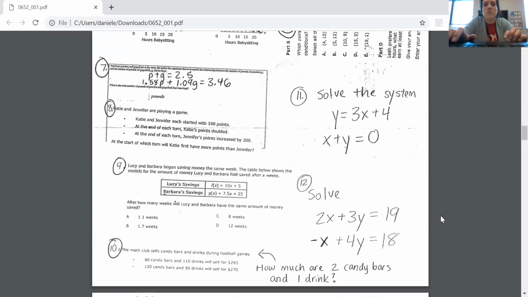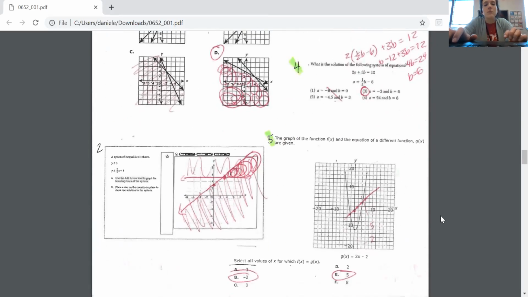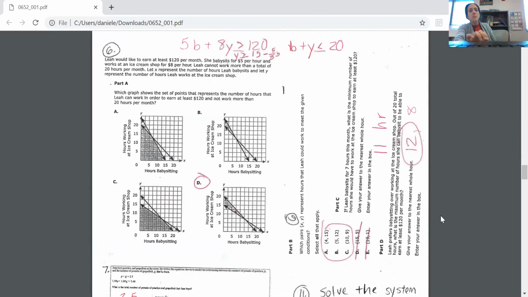Okay. If you flip to the back, number 6 is a question that you would probably see on like part 3 of your EOC because it's multi-part. It's got a lot of questions to it and a lot of different things they're asking you. But first thing, you need to write some inequalities.